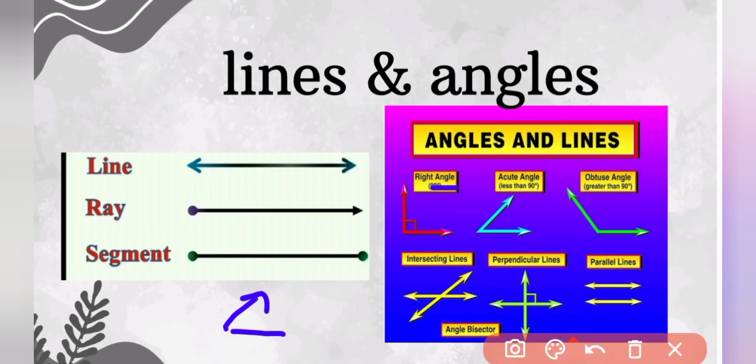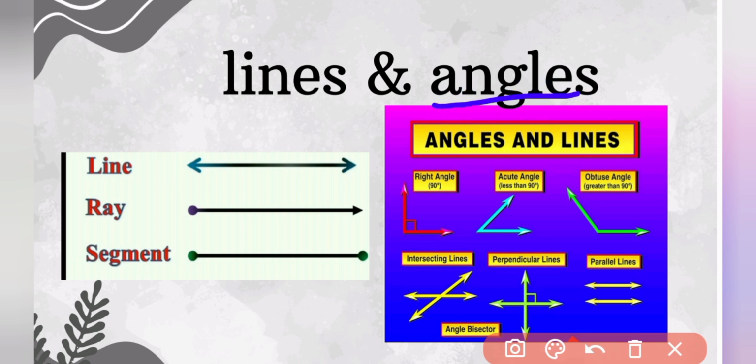Now here are some types of lines and angles. So let us learn about lines. We know that a line is marked at 2 points and it goes to infinity from both the sides. And a ray starts from 1 point and it goes to infinity. And we have a segment which has a finite length. Now let us learn about types of angles.